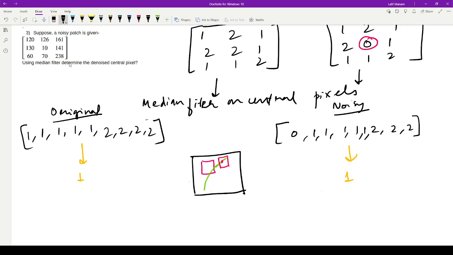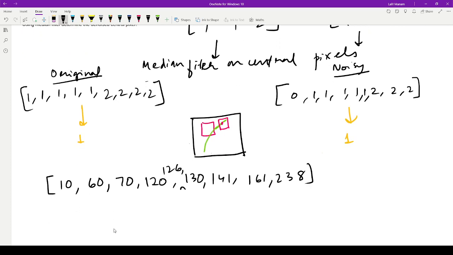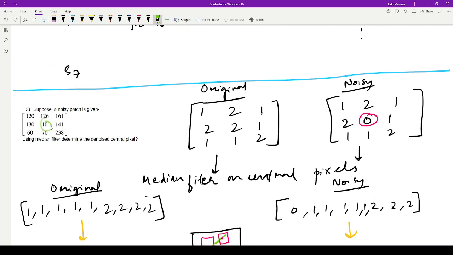So since we have this, we can unroll it and write it as: what's the minimum value for the patch, 10, then 60, 70, 120, after that 130, 141, oh, 126. I left 126 in between. So 126, 130, 141, 161, 238. Okay, so you have 9 numbers. What is the median value? 126. Yes, this is the median value. So we'll replace the central pixel 10 with 126. That's the answer.